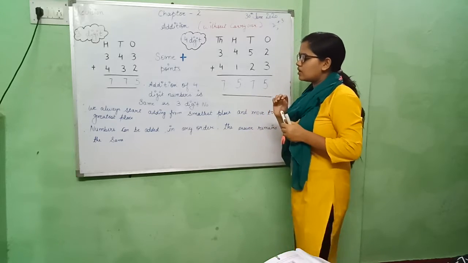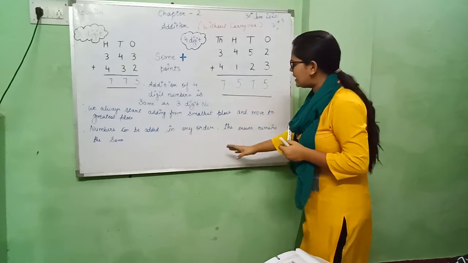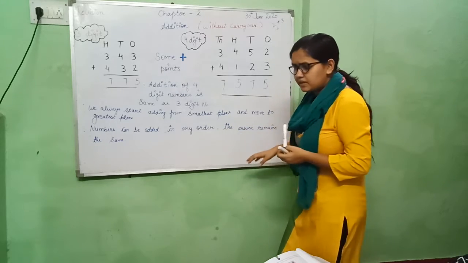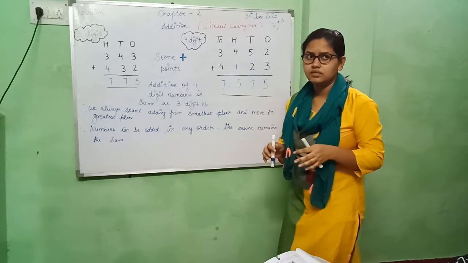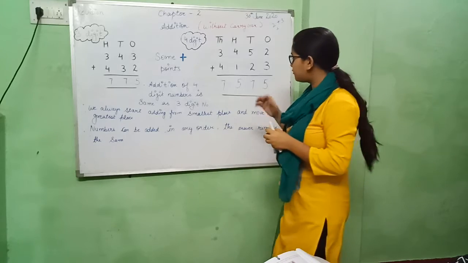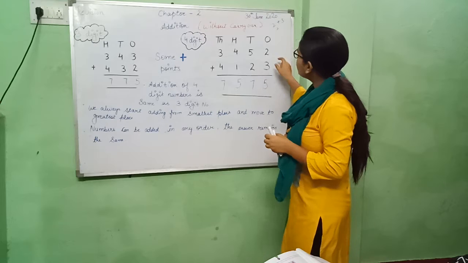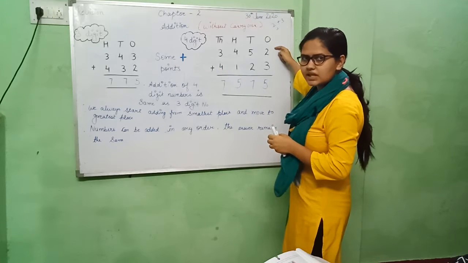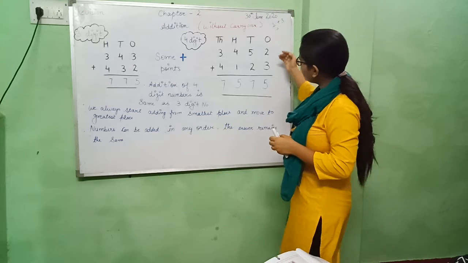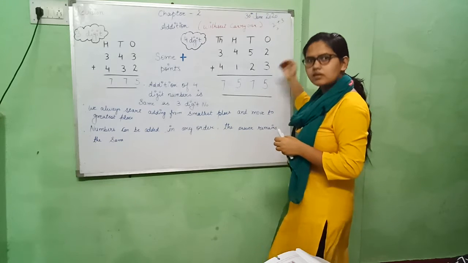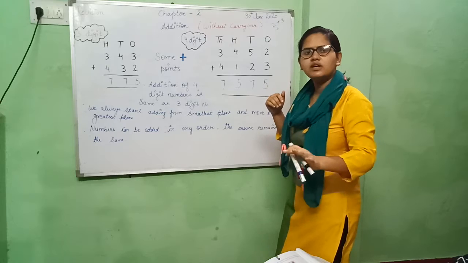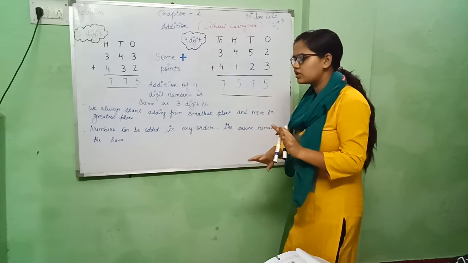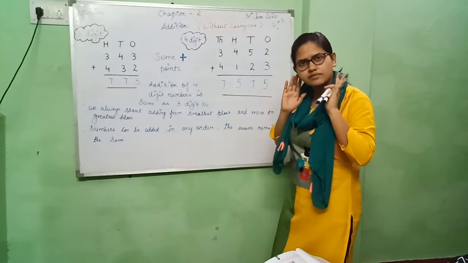So numbers can be added in any order, the answer remains the same. In the chapter, what do they want to say? They want to say that if this order of digits goes to the upper section, and this one comes to the lower section, whatever is the form of the digit, the answer will be the same. Right? Whatever the order of the sum, the answer will be the same.